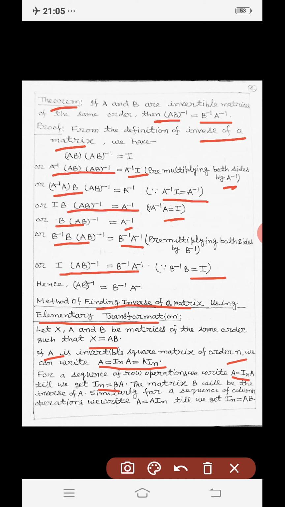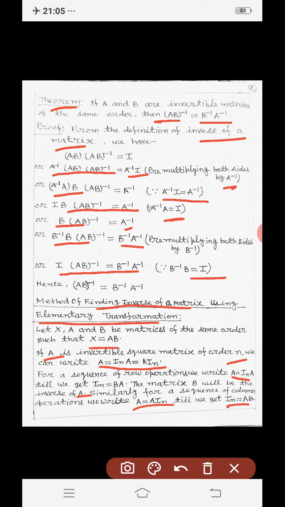In this case, the matrix B will be the inverse of A. Similarly, for a sequence of column operations, if we want to use column operations, we write the form A is equal to AIn, and we use the column operations till we get In is equal to AB.